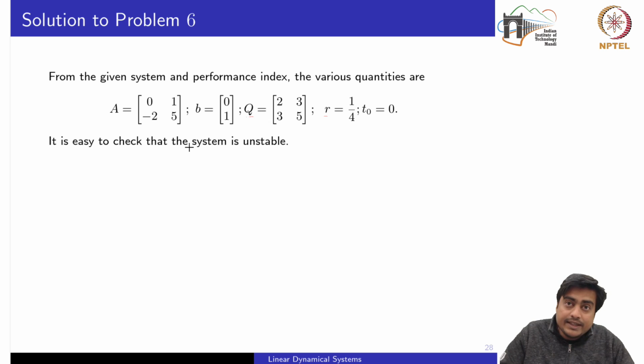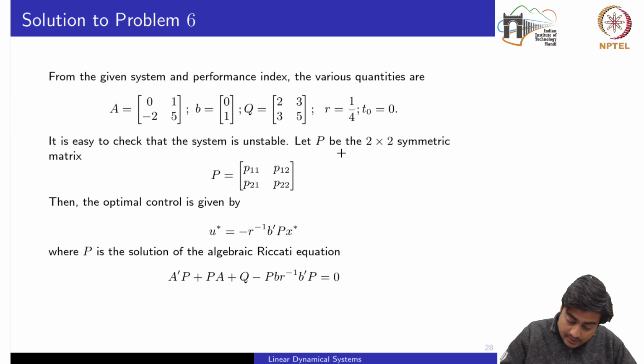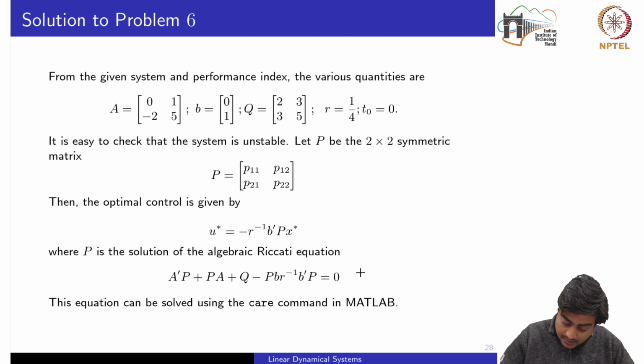Now if you recall the linear quadratic regulator control design, this controller is given by this equation, which is optimal: minus 1 by R B transpose P times X. Okay, where P is a 2 by 2 symmetric matrix, which you can write as this, and you can compute it by solving this algebraic Riccati equation which we have derived in the lecture slides. And this you can also solve by using the care command in MATLAB.